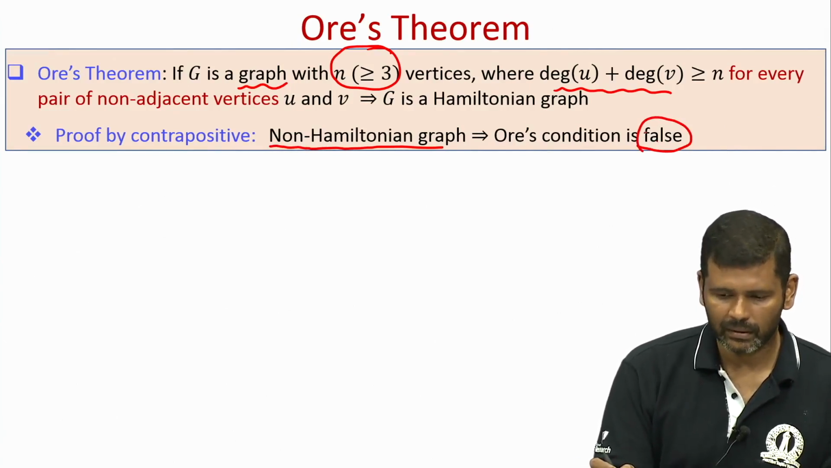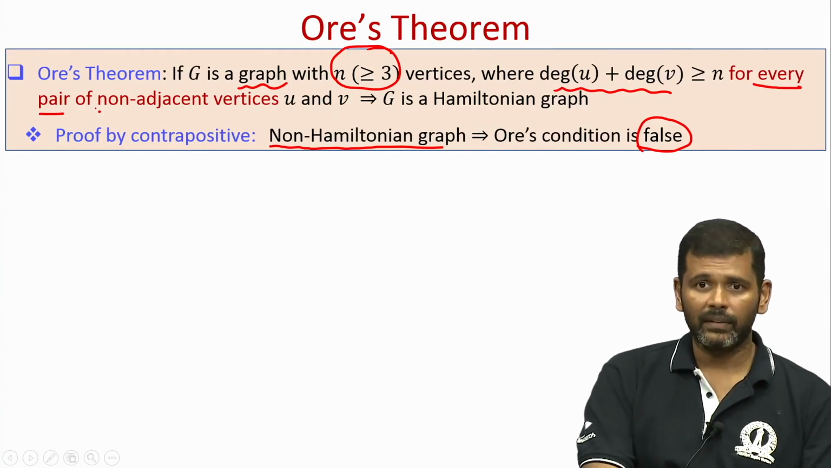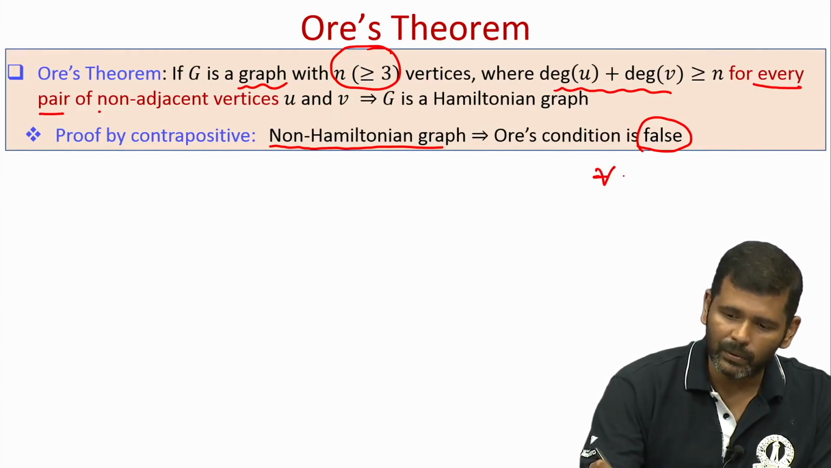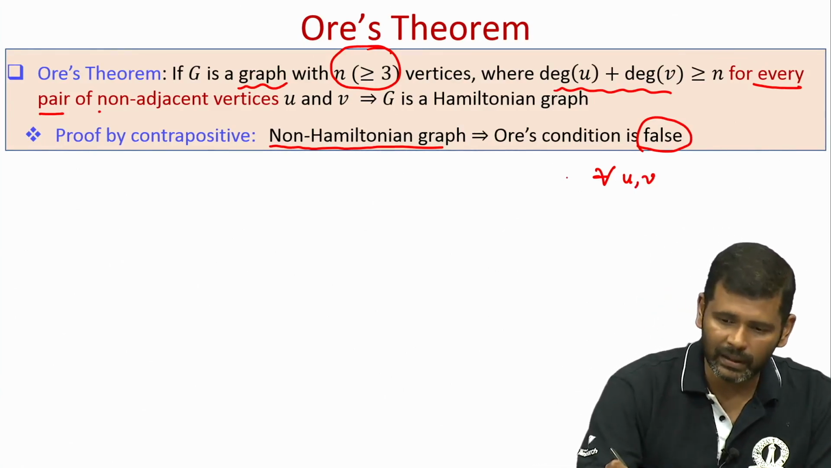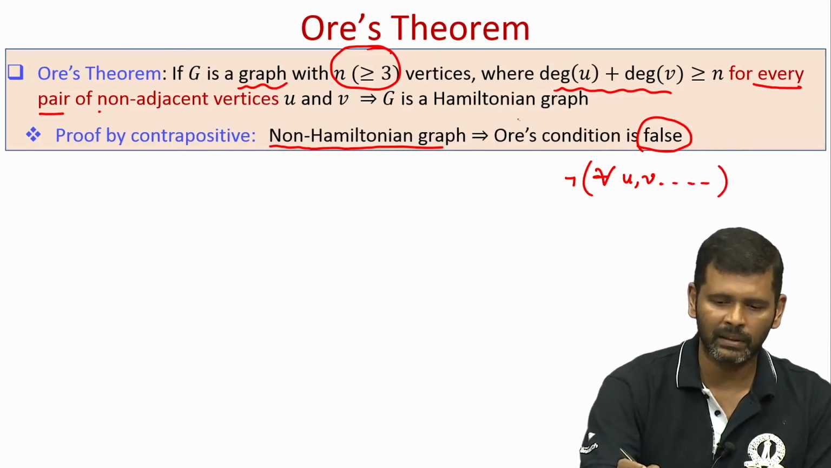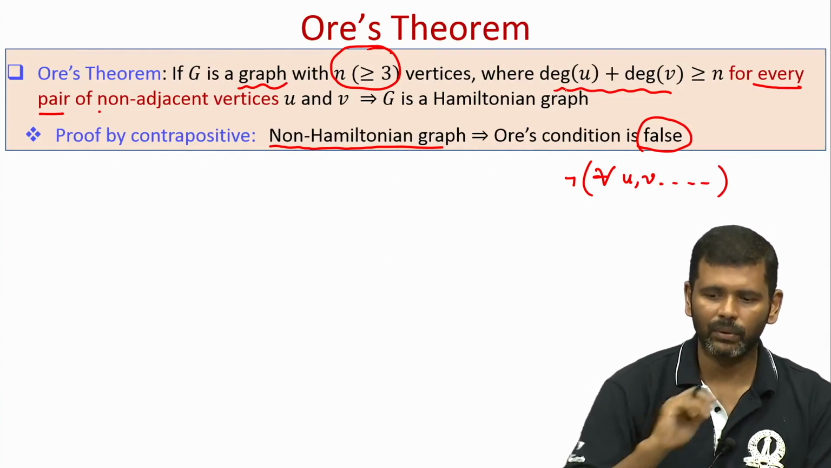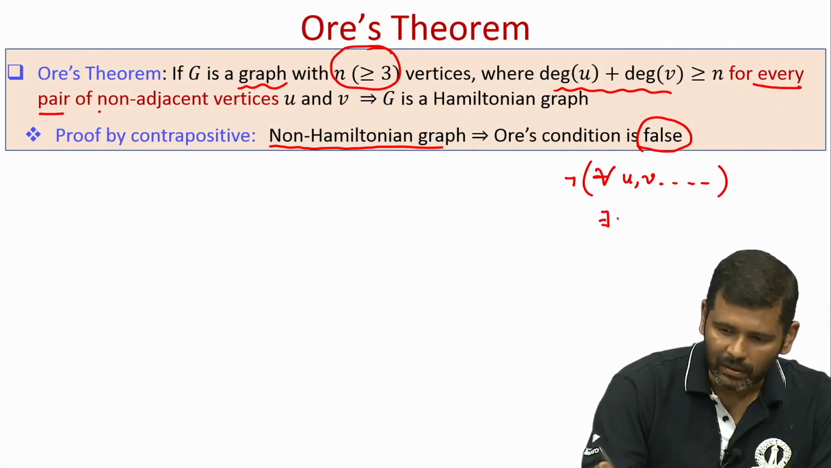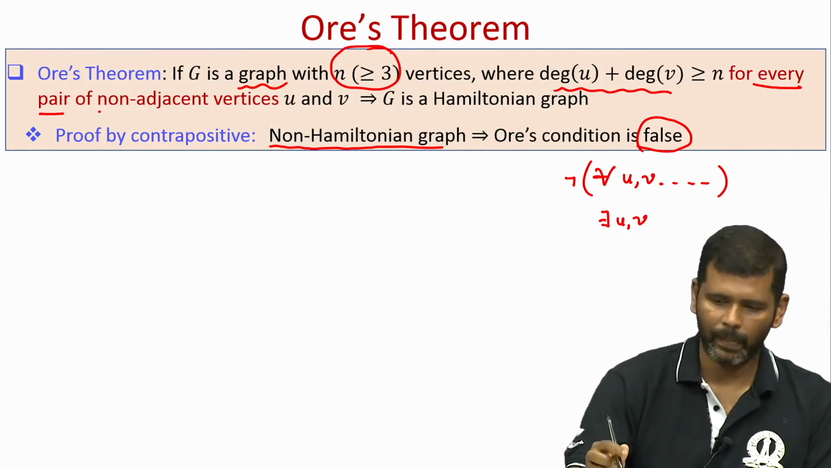Now, what does it mean when I say Ore's condition is false? Ore's condition is a universally quantified statement. It says that for all u, v which are non adjacent, the sum of the degrees of u and v is greater than or equal to n. So I need the negation of Ore's condition, because that is what will be the Q part in the proof by contrapositive. The negation of Ore's condition is that there exists at least one pair of u and v for which Ore's condition is not satisfied. That is what we will argue here.